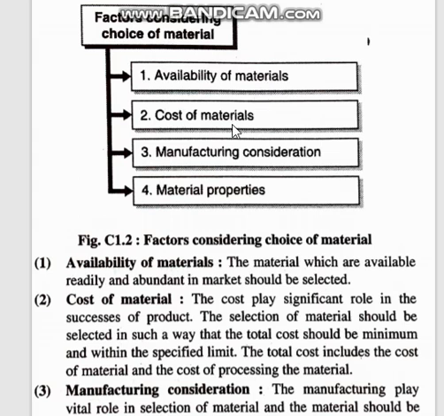Next point is the cost of the material. Cost also plays a significant role. Suppose you are making a big quantity, then even if it is not available in Jalgaon, you can get it from Bombay or some other place wherever it is available. You are willing to wait for it because you want the total cost to come down.